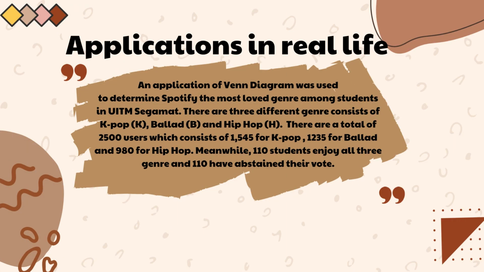So the next one is applications in real life. We try to relate the sets of theories by using the application of the Venn diagram to determine the uses of Spotify playlist among students in UiTM Segamat. There are 3 playlists with genres of K-pop, known as K, ballad as B, hip hop as H, and users can choose a maximum of 3 playlist genres.